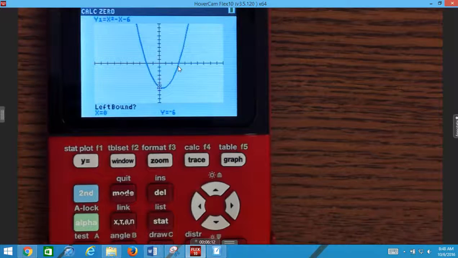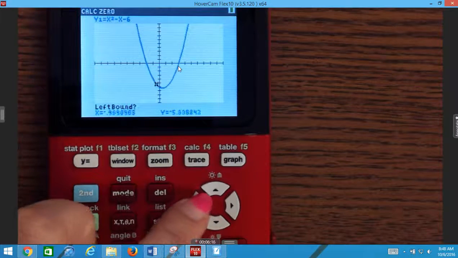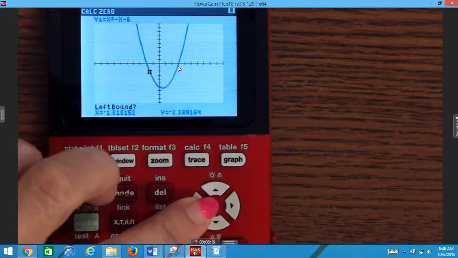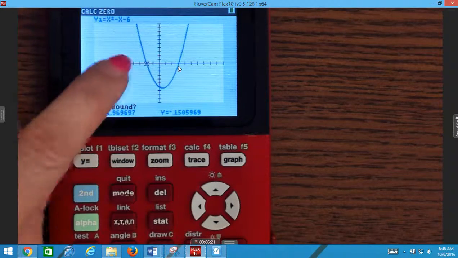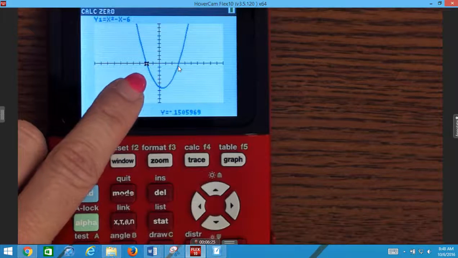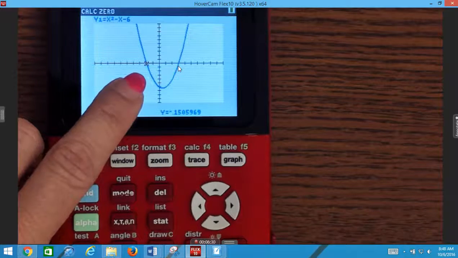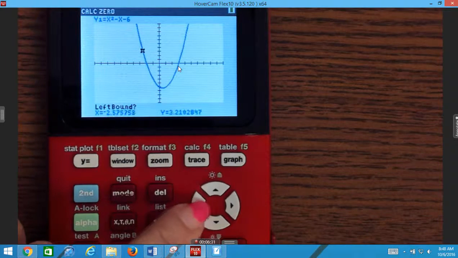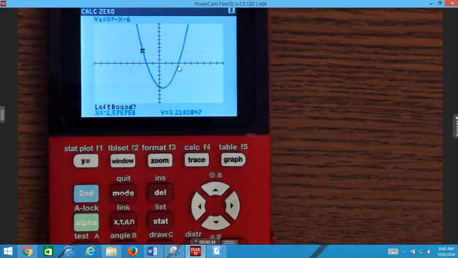Then it says left bound. And I need for you to look up here for a second so you understand left bound. So my x-intercept is approximately right there where my little bug is. To get the left bound, you need to hit your left arrow so that you are to the left of that x-intercept. And as soon as you're to the left of it, hit enter. If you have the newer calculators, you will see a line come up, but on the older calculators, you should see this little arrow.